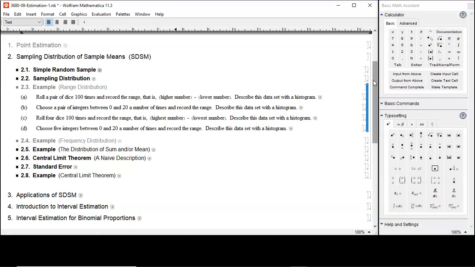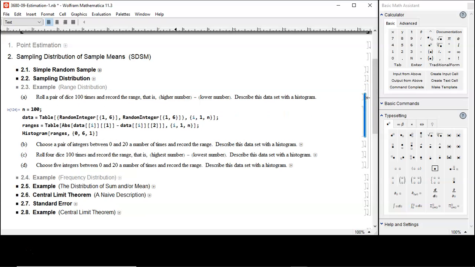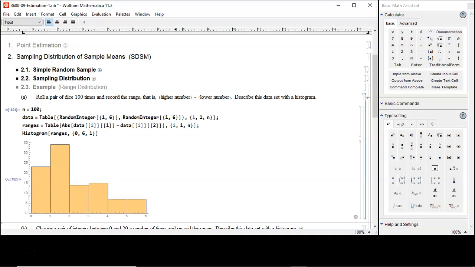That's it. Roll a pair of dice 100 times and record its range. That is, higher number minus lower number. If you do it just once, then you get a single statistic, higher number minus lower number, but that doesn't tell you anything about distribution. You need some repetition, but 100 repetitions, let's see, this is what you get. The difference between the highest and lowest number may be 0 or 1 or 2, 3 or 5.